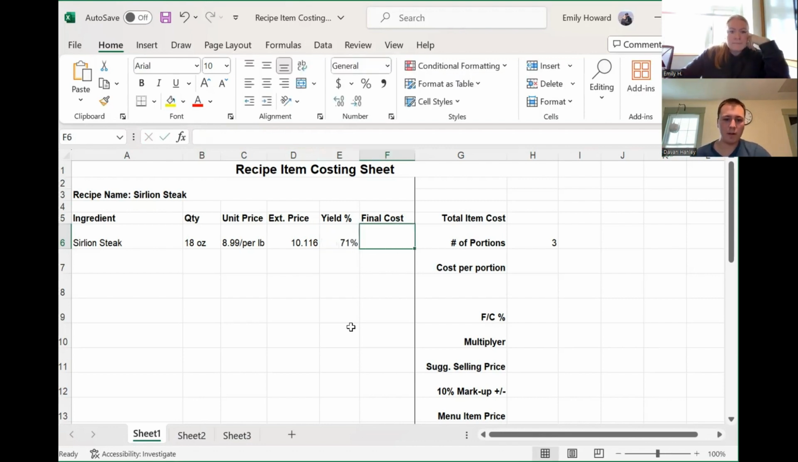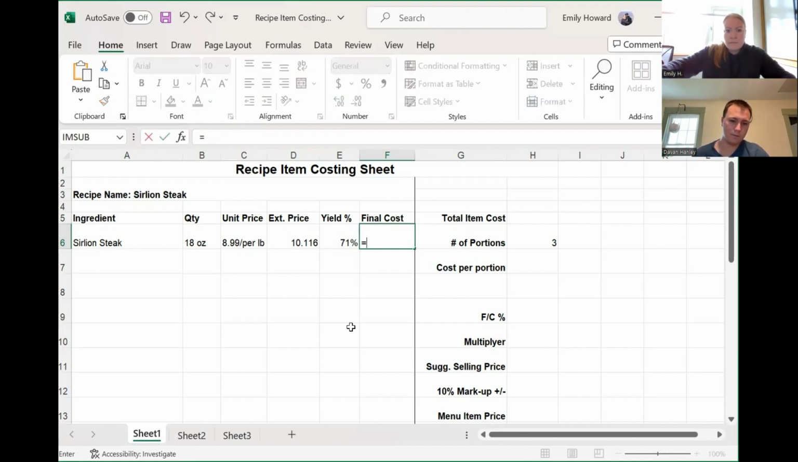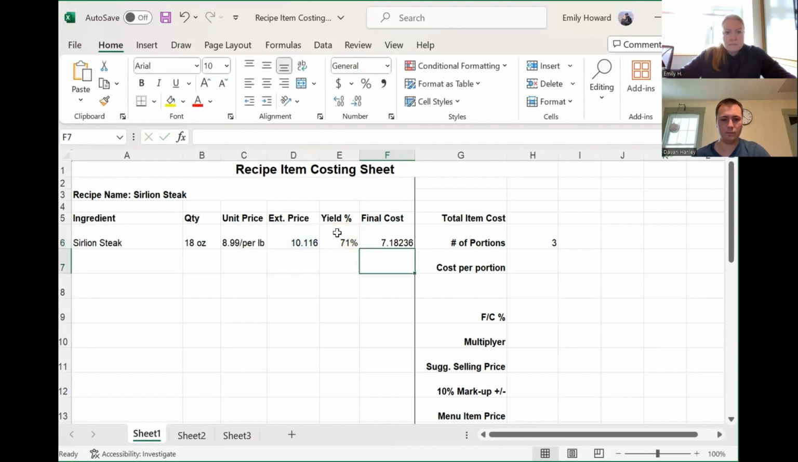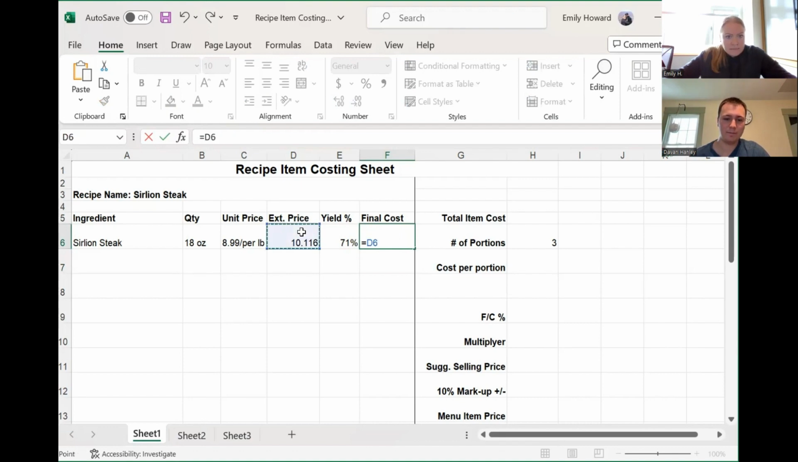Okay. So now the nice thing about Excel is if you're in the final cost, hit equals, and then select your extended price times, shift 8, and then the yield cell, and hit enter. Oh, hold on, I told you the wrong thing. Oh, divided by, okay. So equals, what did you say? The extended price, divided by your yield.